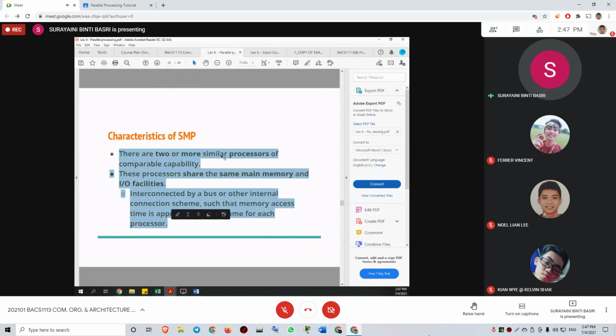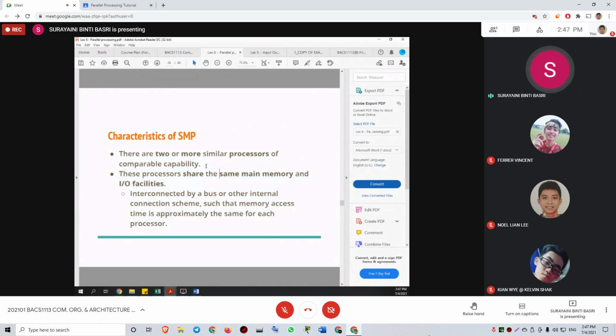Okay, so these are the characteristics of SMP. There are two or more similar processors of comparable capability, meaning the processors have the same capability. These processors share the same main memory and the same I/O facilities because it is a tightly coupled system or architecture. And the processors, the main memory and the facilities are interconnected by a bus or other internal connection scheme.